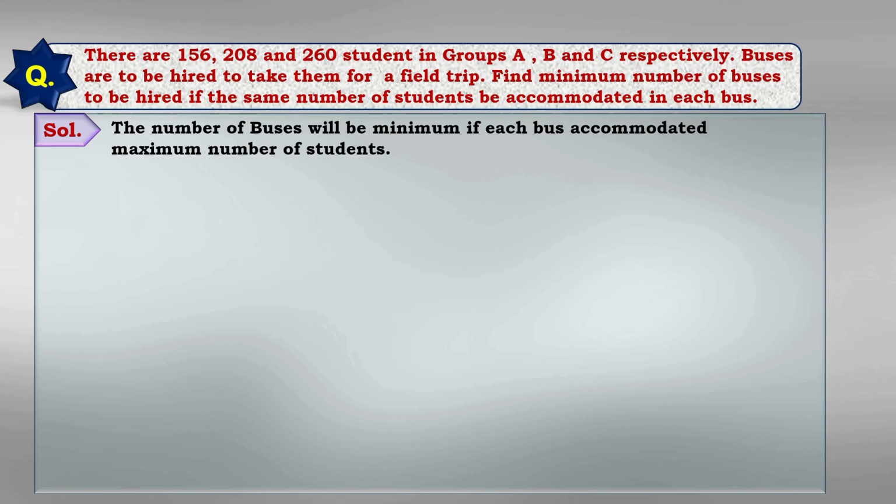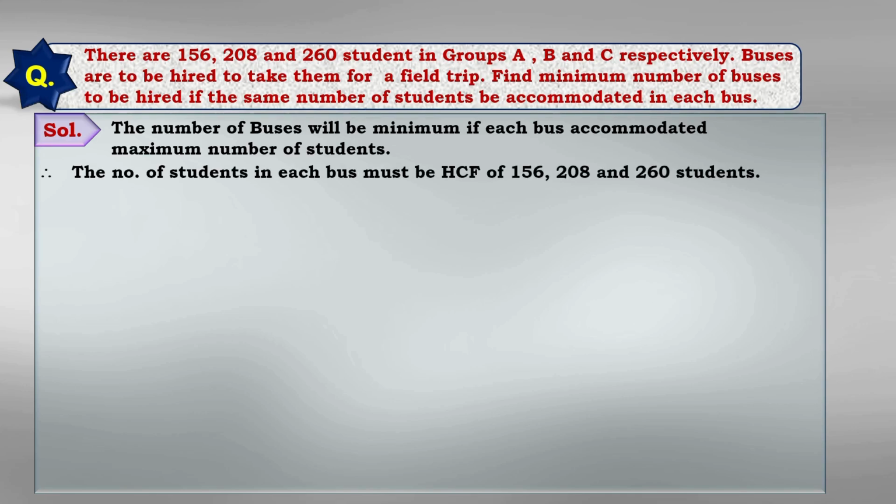If we can accommodate the maximum number of students in each bus, then the number of buses will be the minimum. So the number of students in each bus, since it will be the maximum number of students, means we know that whenever we need to find the maximum of something, then that should be the highest common factor, that is the HCF. So the number of students in each bus must be the HCF of the student numbers, that is 156, 208 and 260.